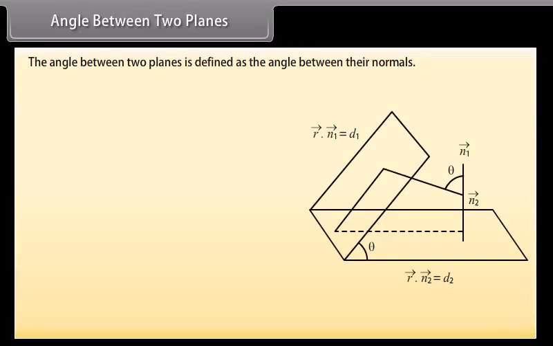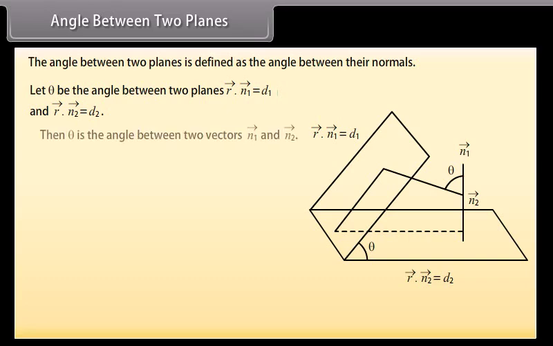Angle between two planes. The angle between two planes is defined as the angle between their normals. Let theta be the angle between two planes, dot product of vector r and vector n1 equals d1, and dot product of vector r and vector n2 equals d2. Then theta is the angle between two vectors n1 and n2.